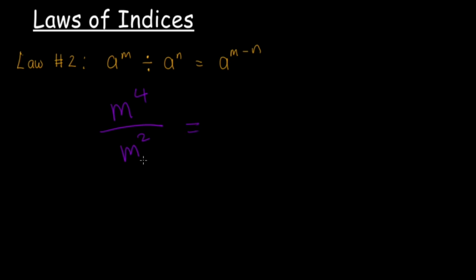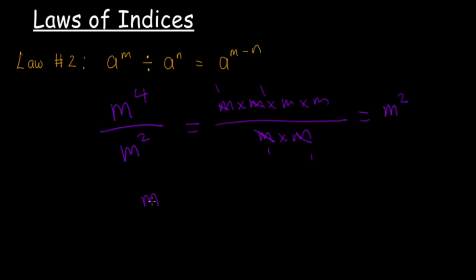if we were supposed to expand this in index notation, we know that m to the 4th power is just saying m times m times m times m. And m squared is m times m. If we were supposed to cancel, m into m goes 1 times, m into m goes 1 times, and we would be left with m squared, so 2 m's. So the law states that once the bases are the same, then we subtract the powers, giving m squared.